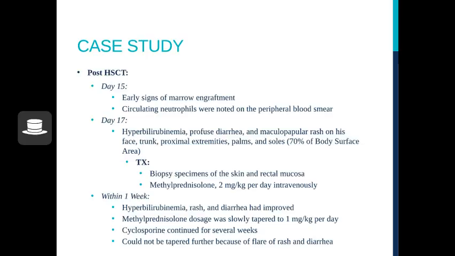The patient was treated with methylprednisolone 2 mg per kilo per day intravenously. Within 1 week, the hyperbilirubinemia, rash, and diarrhea had improved. The methylprednisolone dosage was slowly tapered to 1 mg per kilo per day, and this, along with cyclosporine, was continued for several weeks, but could not be tapered further because of the flare of rash and diarrhea.